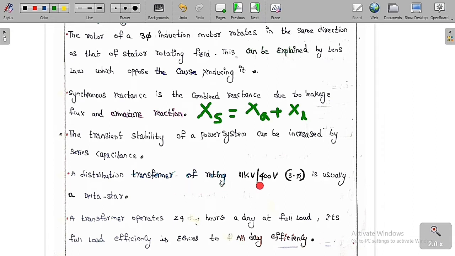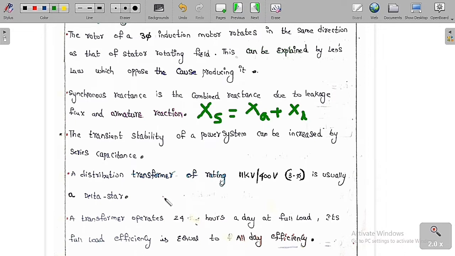A distribution transformer of rating 11 kV to 400 volt, 3 phase, is usually delta star. Whatever transformer you see near your home is called a distribution transformer. Its rating is 11 kV to 400 volt. It is a 3 phase transformer, and its connection is delta to star type.